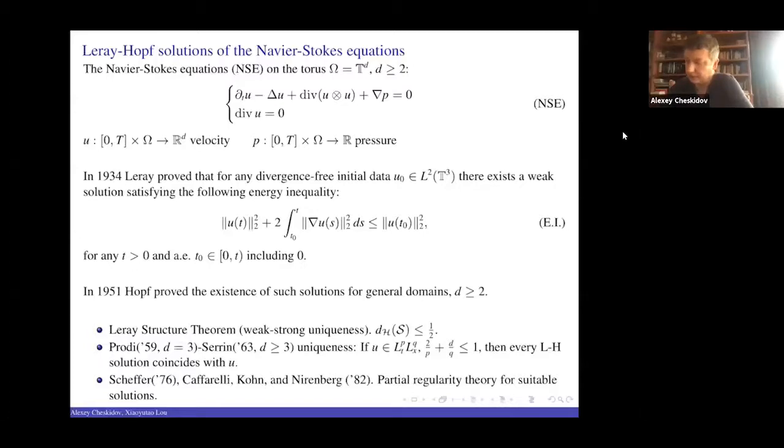In 1934, Leray proved the existence of weak solutions that we now call Leray-Hopf solutions. So these are solutions that satisfy the equations in the weak sense, and they also satisfy the energy inequality for any t larger than or equal to 0 and for almost all initial time t_0.